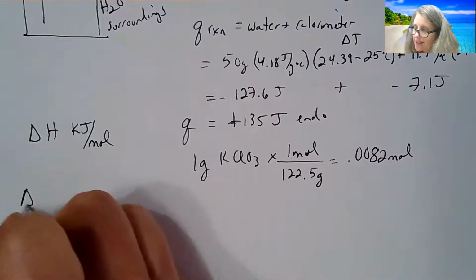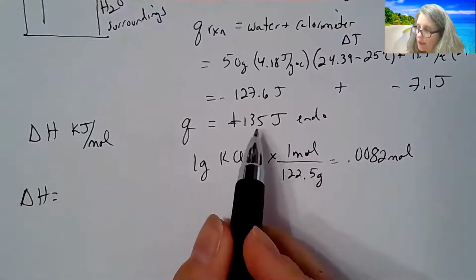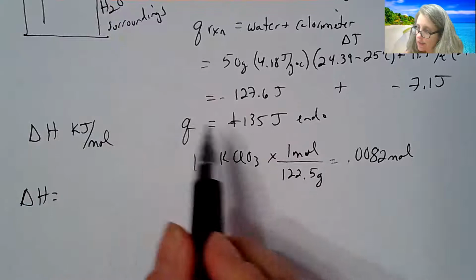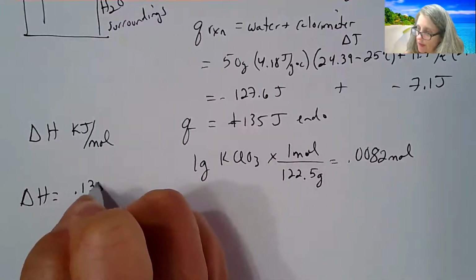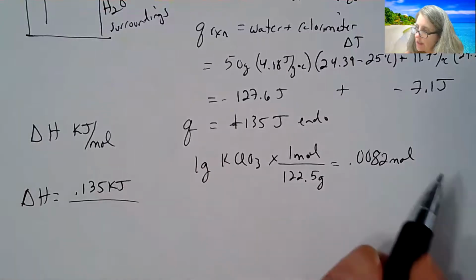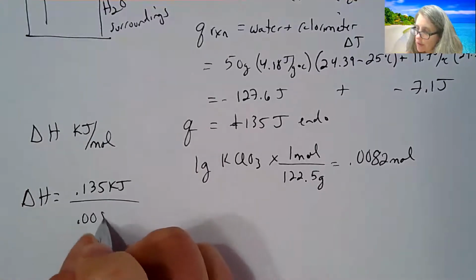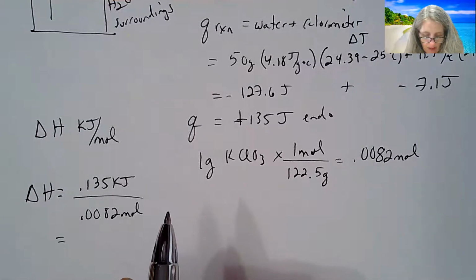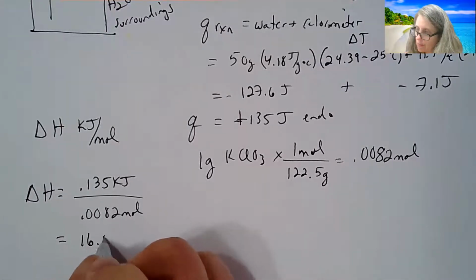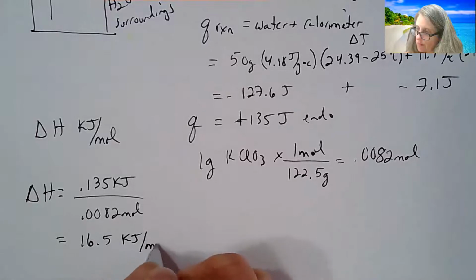So what's my delta H going to be? Well, I'm going to convert the joules to kilojoules because that's the unit of delta H. So that's going to be 0.135 kilojoules. And then how many moles do I have? 0.0082 moles. Okay. So I end up with a value of about 16.5 kilojoules per mole.